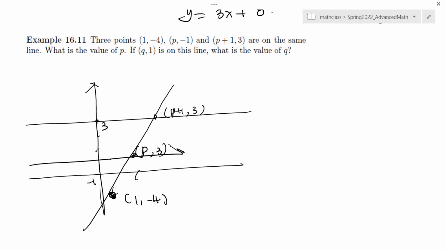If (Q, 1) is also a point on the line, this is the origin, right? And what is Q? Okay, yeah, that's the second question. So we find the P first. Sorry, the point of P is here. My God, I marked it wrong.